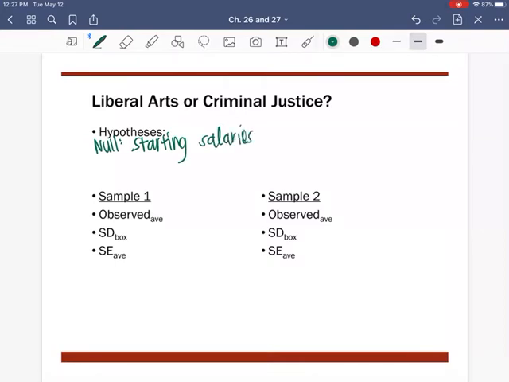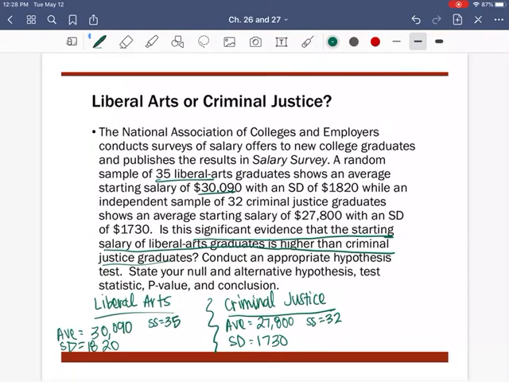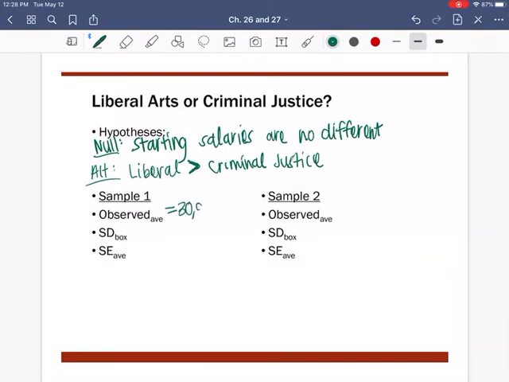Okay, the null hypothesis is starting salaries are no different between the two degrees. The alternative is liberal arts starting salaries are greater than criminal justice. So the observed average that was given to us was 30,090 for liberal arts. That was a x-bar.